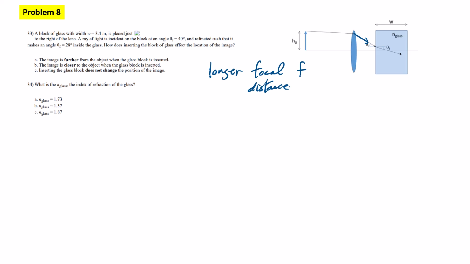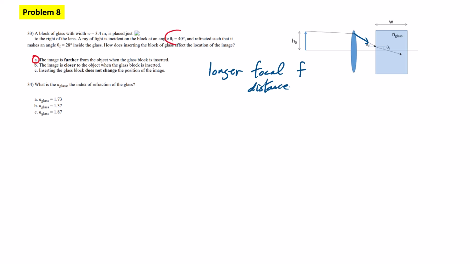So what would that do? That means you're going to have the effect of bending less light. So what it should do is move the image further from the object. So I think A is probably the best choice for this. The next question says, what is the index N glass based on all this information?